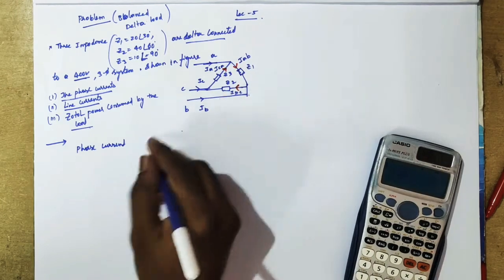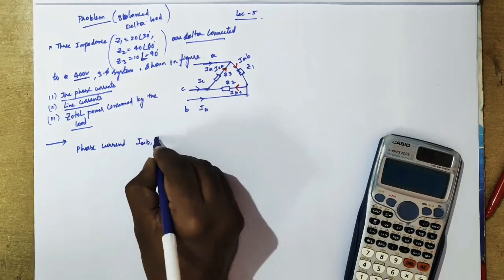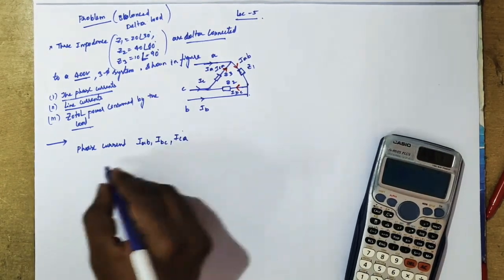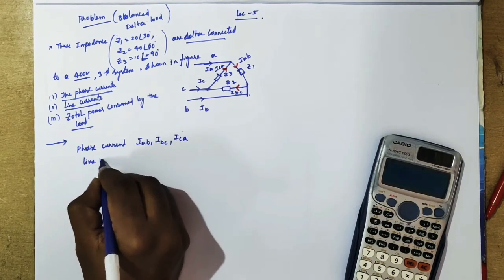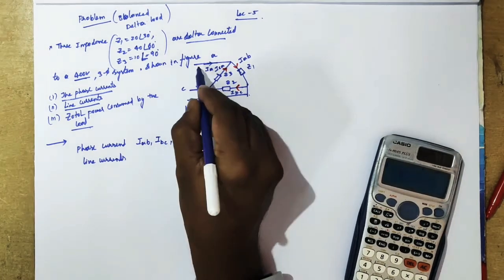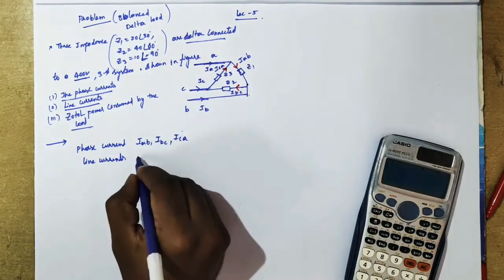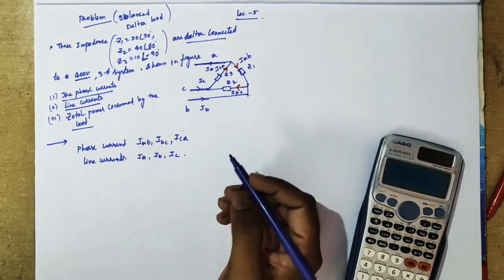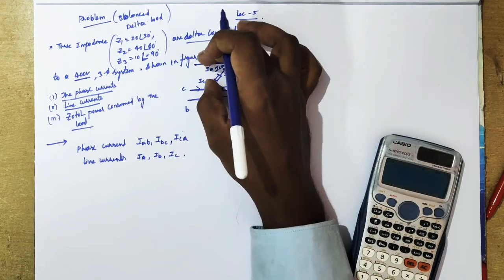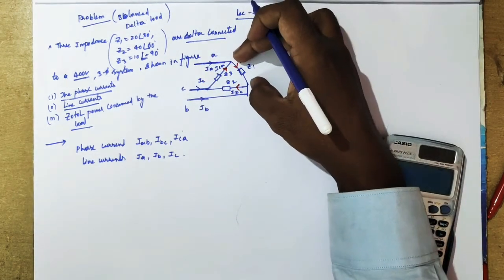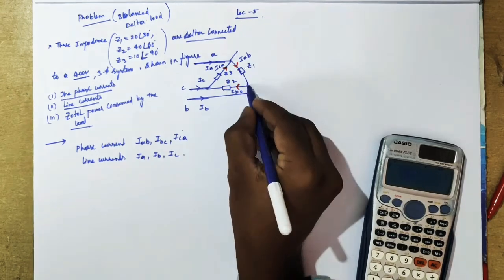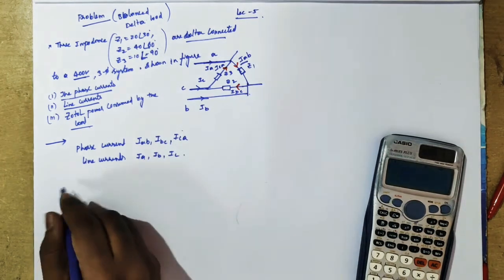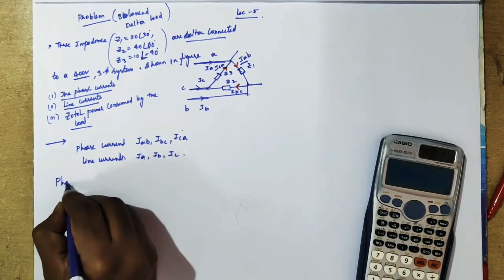The phase currents are IAB, IBC, and ICA. These three are phase currents. Then what about line currents? These are line currents: IA, IB, and IC. For each phase we have a line voltage. This is the line voltage we have, VCA, to find IAB. So first we will find the phase currents.